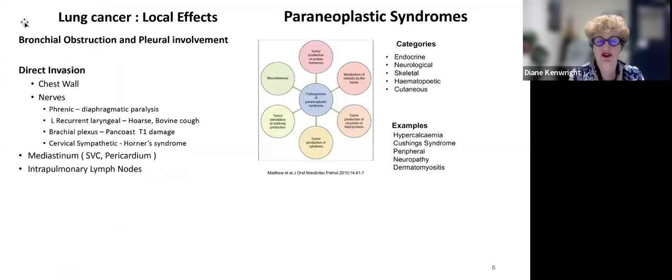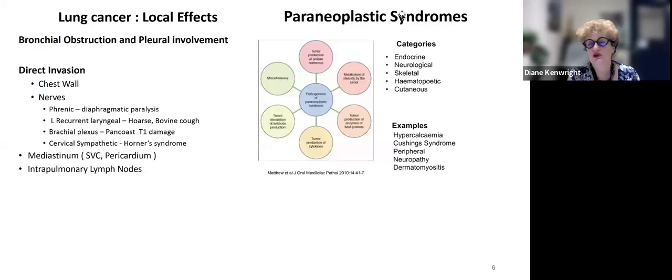Lung cancer local effects. Remember, cancer can have local effects and distant effects. Some of the local effects in lung cancer are really important because it can directly invade the nerve plexus that is present in the brachial area, the superior part of the lungs, and therefore cause things like diaphragmatic paralysis and hoarse voice through recurrent laryngeal paralysis. There's the Pancoast tumour, which is a tumour that invades through the top of the lung. And of course, if it invades the cervical sympathetic chain, you get Horner syndrome.